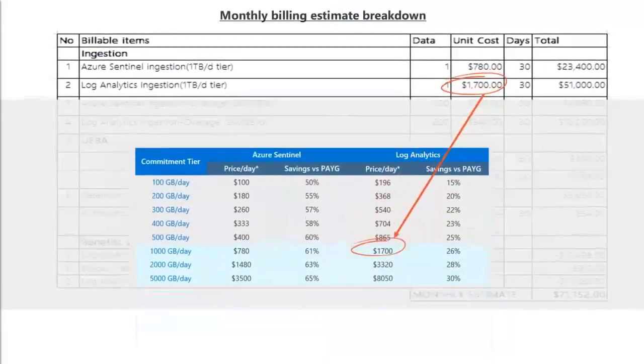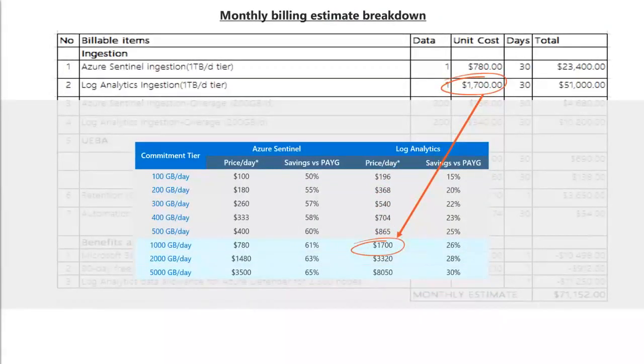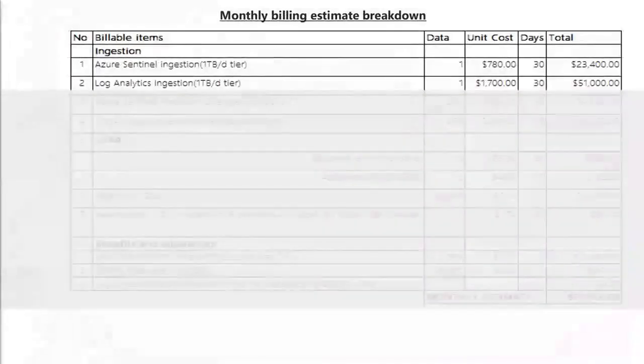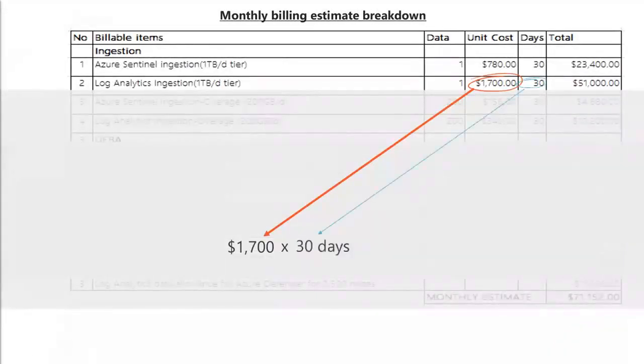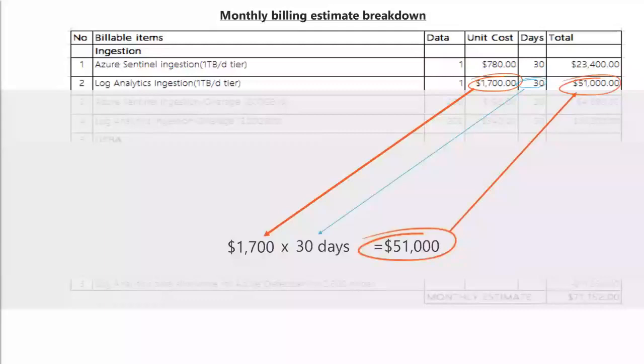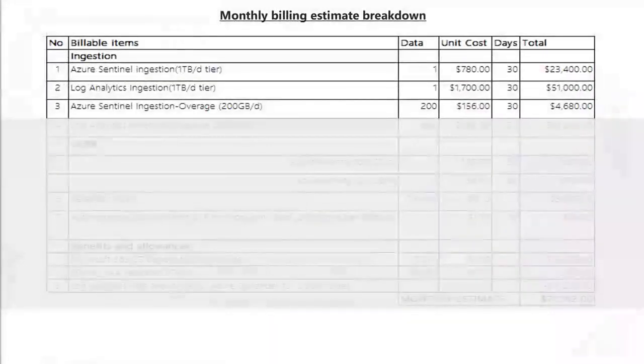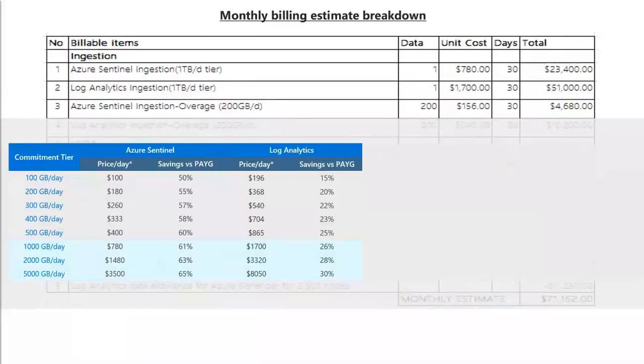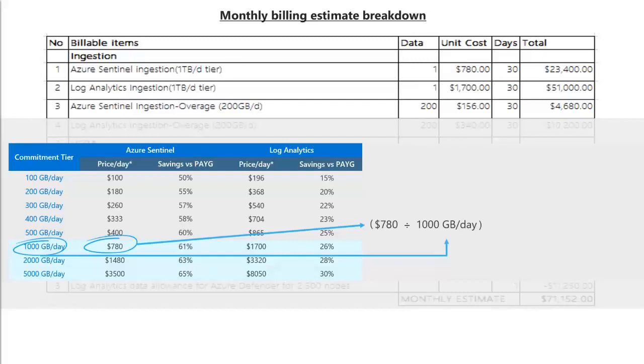Do pretty much the same thing for the Log Analytics ingestion. Go back to the table, pick the rate for the 1 TB tier, which is $1,700 a day, multiply that by the 30 days, and we end up with a total of $51,000. Let us now calculate what the overage cost is going to be. Overage, by the way, means simply the amount of gigabytes that you have ingested over and above the tier. So in this case, 200 gigabytes. What we need to do here now is to establish the unit price at the effective tier rate for 1 terabyte.